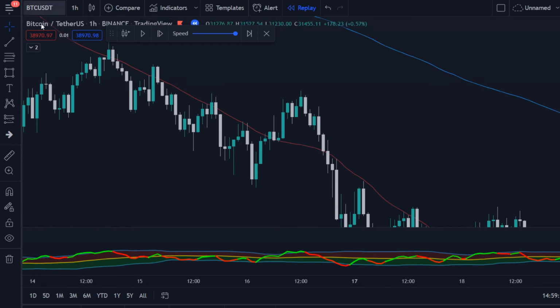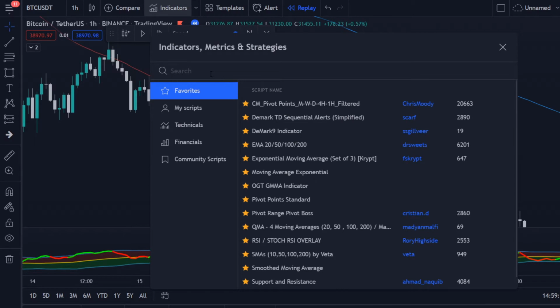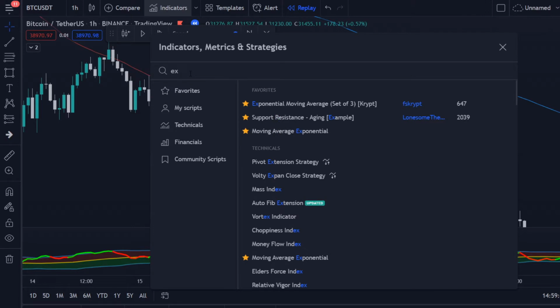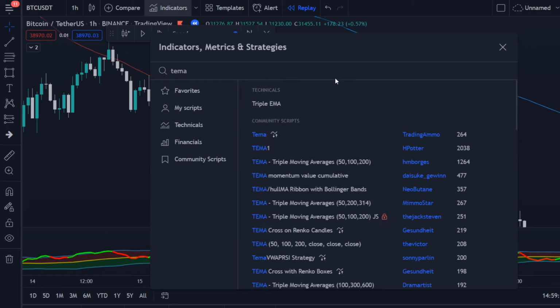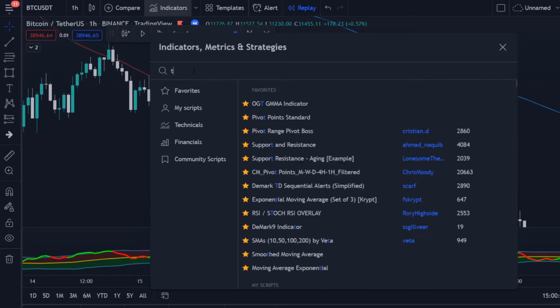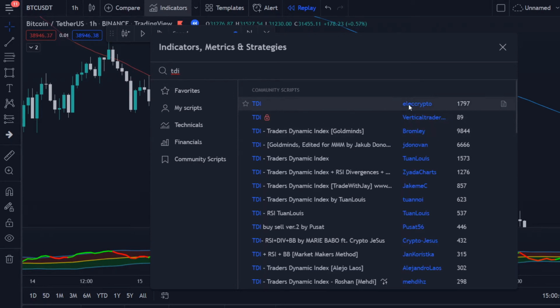Alright, I'm looking at the Bitcoin chart at the hourly time frame, and let me show you the indicators that are required for this trading strategy. First, we will need an exponential moving average. Over here you can see this indicator. You click on the moving average exponential. Next, we will be using the TEMA, which stands for triple EMA, and make sure to use this one, the TEMA 1 by H. Potter. And last but not least, we use the TDI, and make sure to use this TDI by LA Crypto.